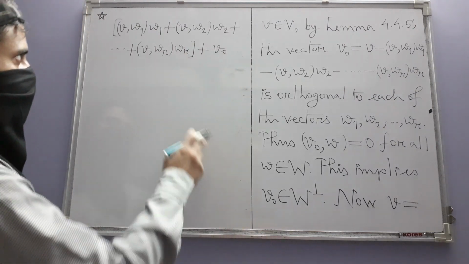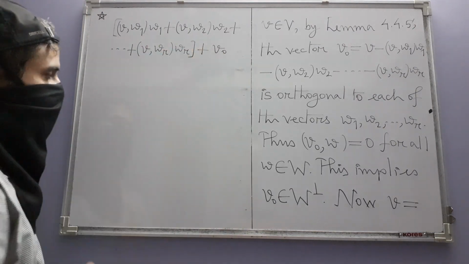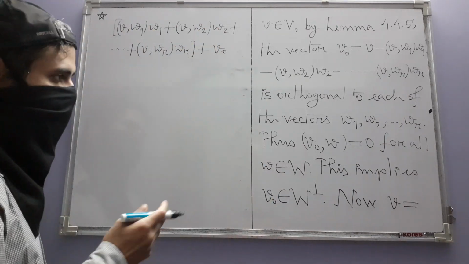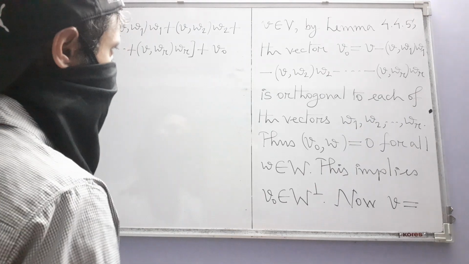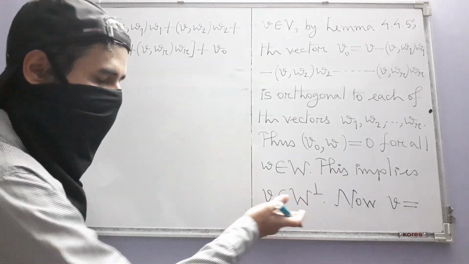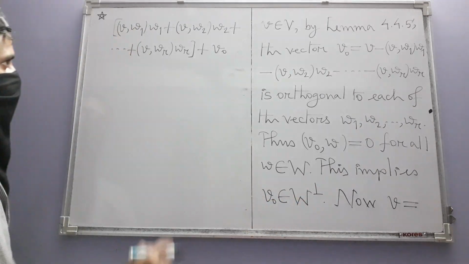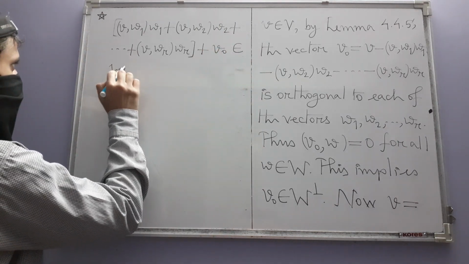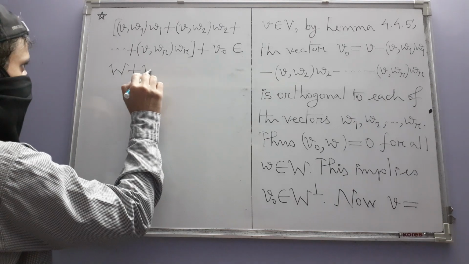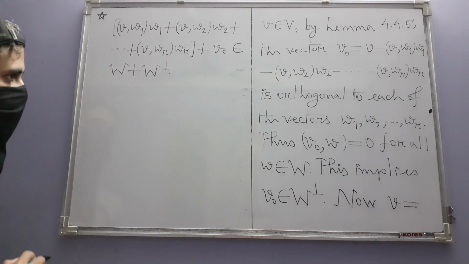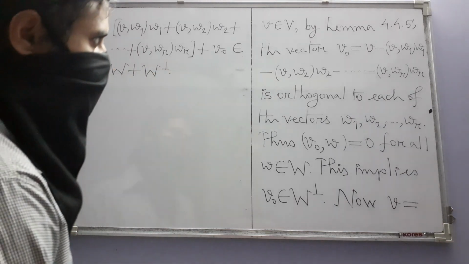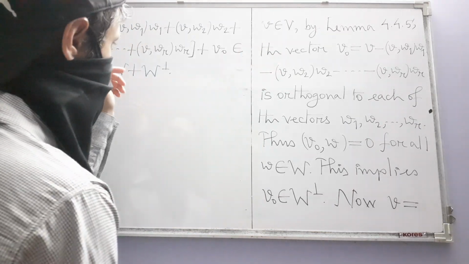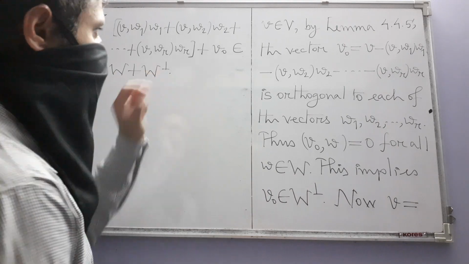Now you can clearly see that since this is a linear combination of the Wi's, this linear combination would belong to capital W, and V naught we just now seen belongs to W orthogonal. So that means this sum belongs to W plus W orthogonal. So what have we shown just now? That any element V in V is also in this sum.